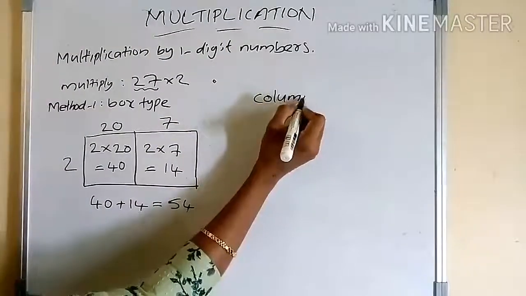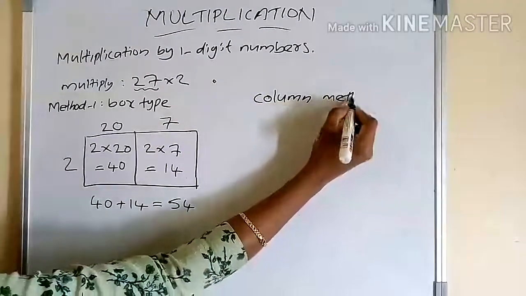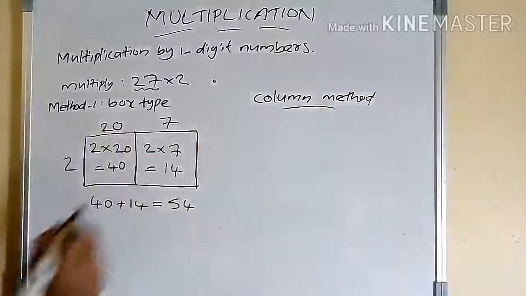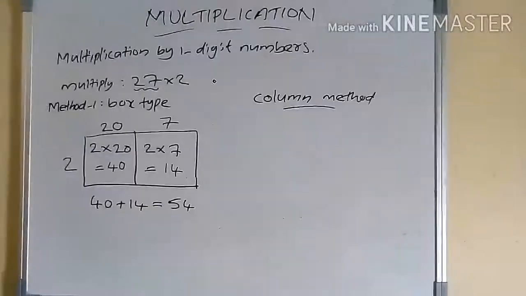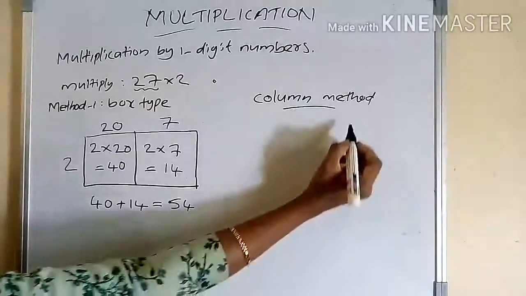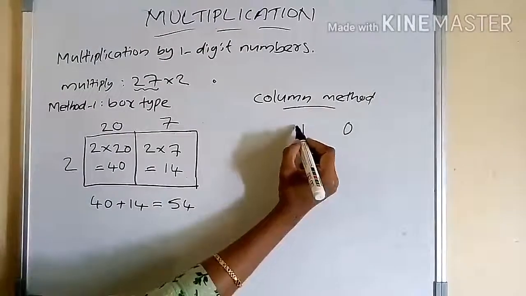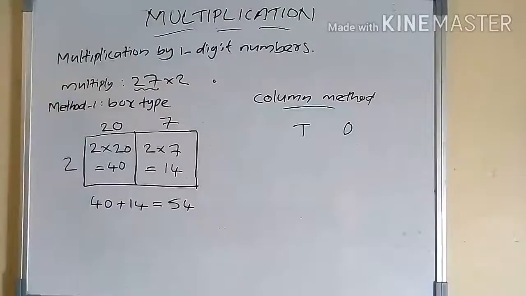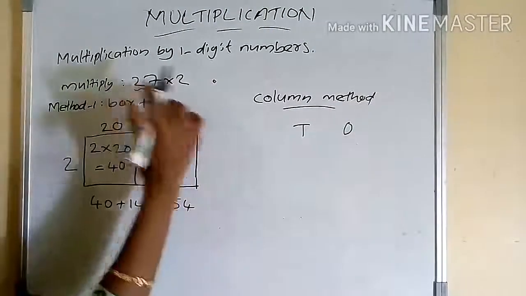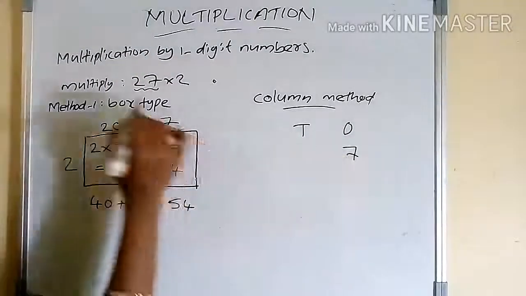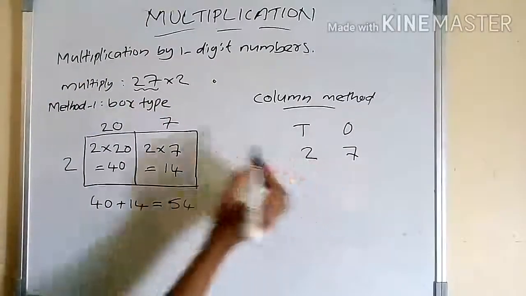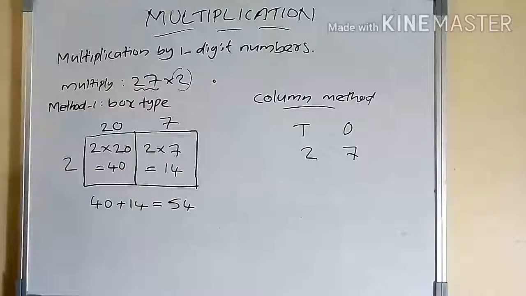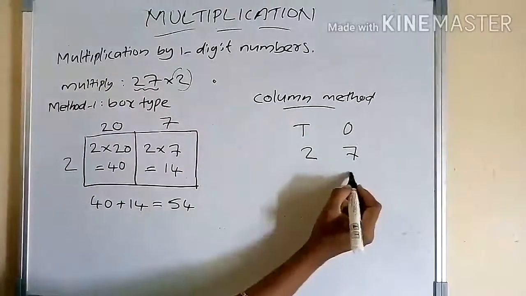Next method is column method. We know that 27 is a 2-digit number, so we write the 1's column and the 10's column. In 27, how many ones? 7. So, write 7 in the 1's column. Write 2 in the 10's column. This 2 is a 1-digit number, so how many ones? 2 ones.